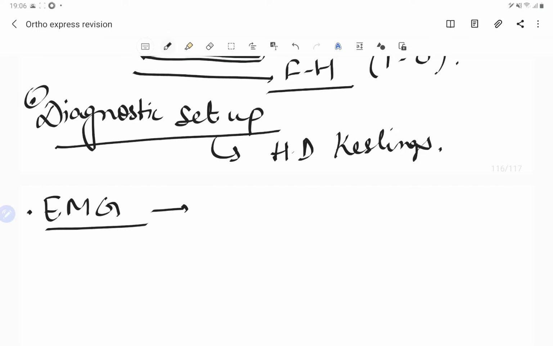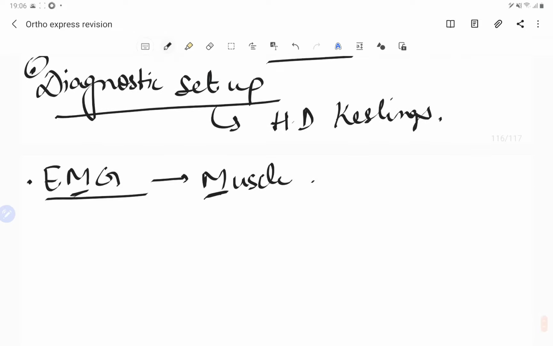It records the electrical activity of the muscles. As I told you, the M in EMG, or electromyography, is for muscle. So it records the electrical activity of the muscle, the resting potential of the muscle fiber. Usually the resting potential of the muscle fiber is 85 to 90 millivolts, and this action potential is picked up by the electrodes. So we have surface electrodes and needle electrodes.